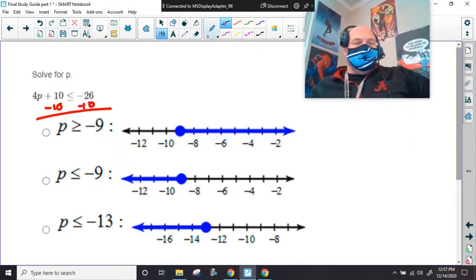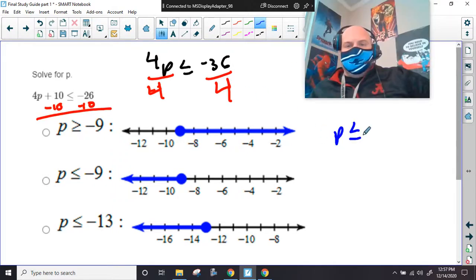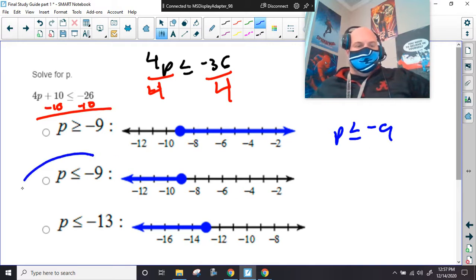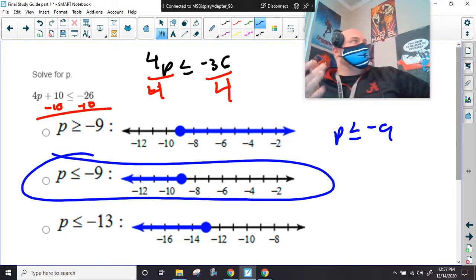All right, so we're going to subtract 10. Divide by 4. Now this time my 4 is positive, so I don't flip anything. So it's this one right here. And it won't have something where it has the correct solution and the wrong graph. Okay, that would be wrong.